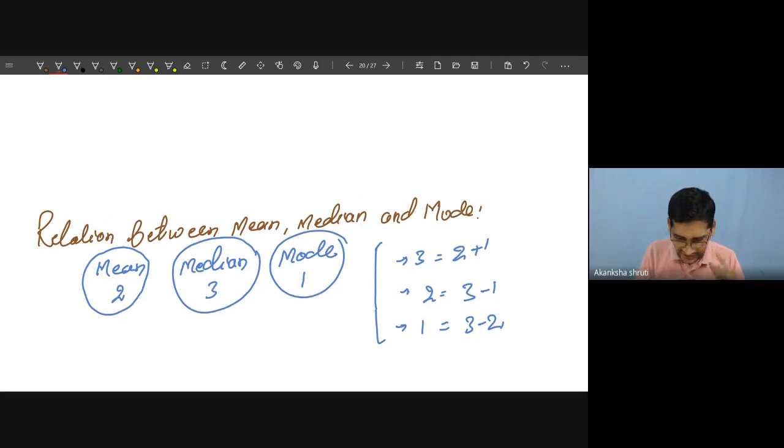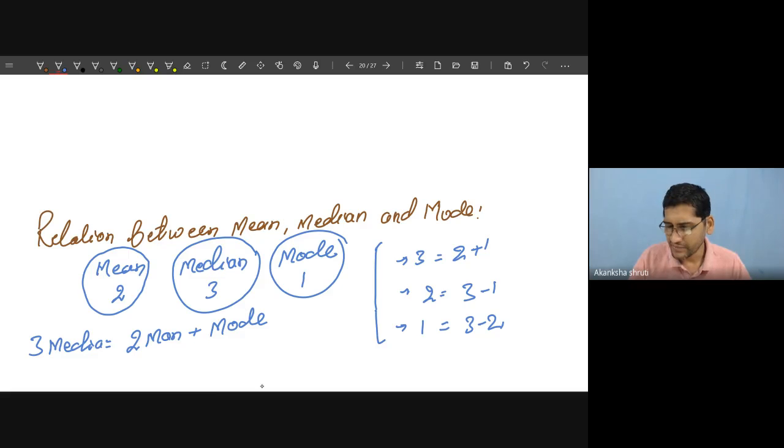Okay, so the relation is written like this. Thrice of median is equal to what? 2 plus 1, meaning twice of mean plus only one time mode. That is the meaning of this. 3 equals 2 plus 1 is how we write the relation between mean, median and mode.